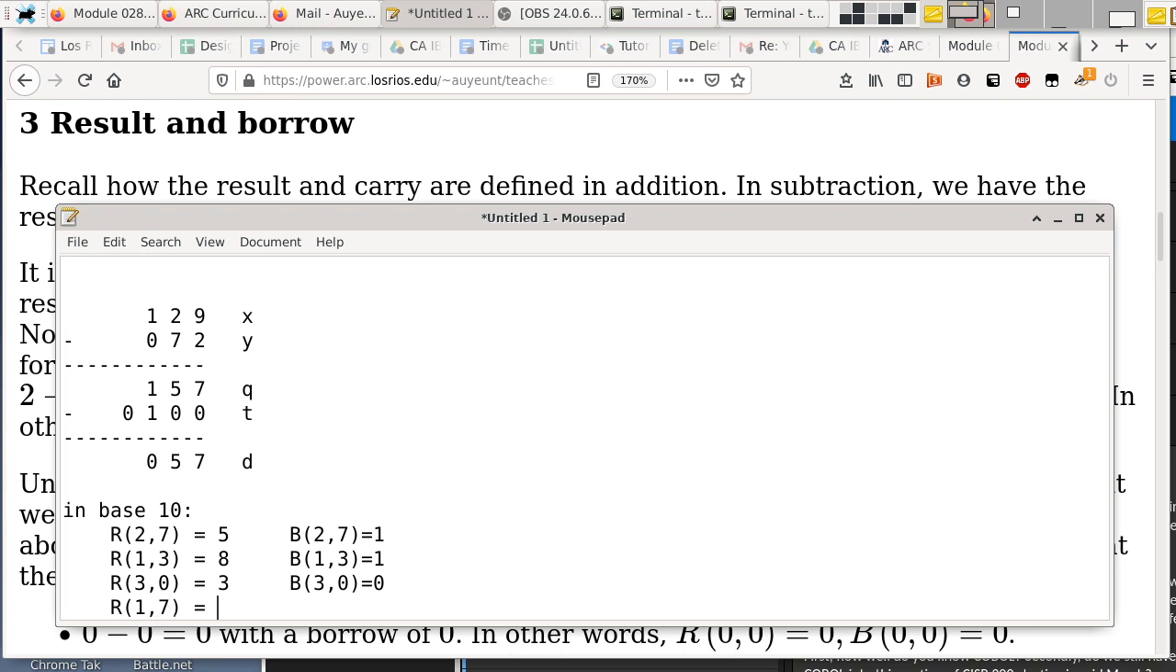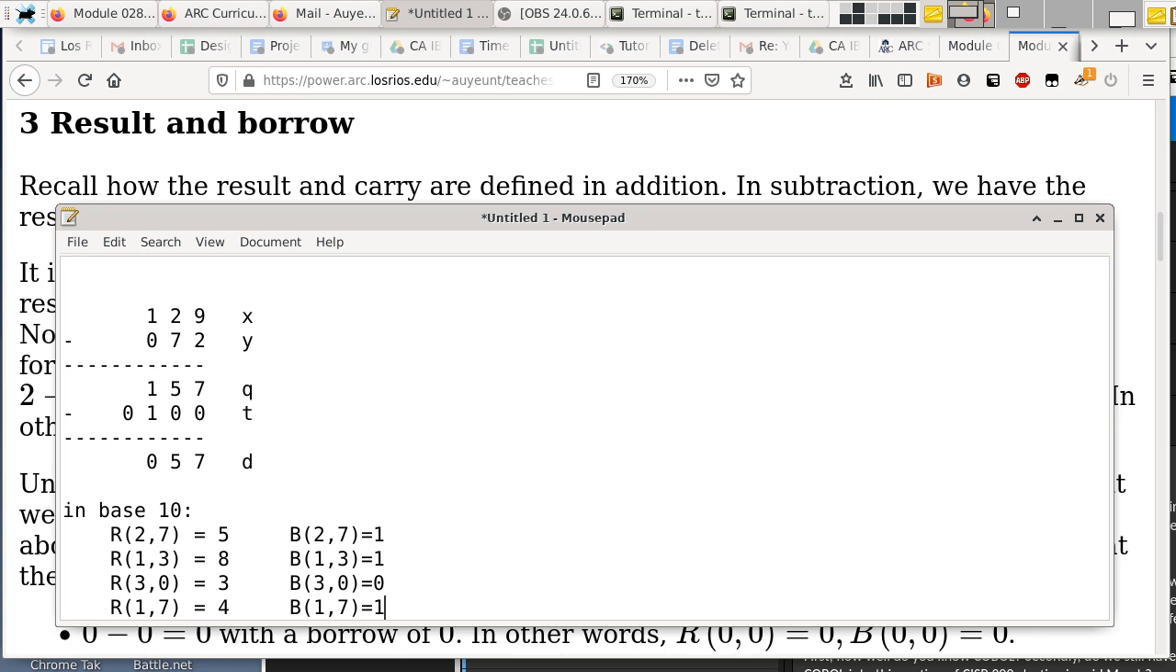So what is the result of 1 minus 7, taking 7 from 1? 4. 4? 4 is correct. Okay, very good. And what is the borrow of subtracting 7 from 1? It's 1, because 1 is less than 7. We have to borrow. Are we doing okay so far? Yes?